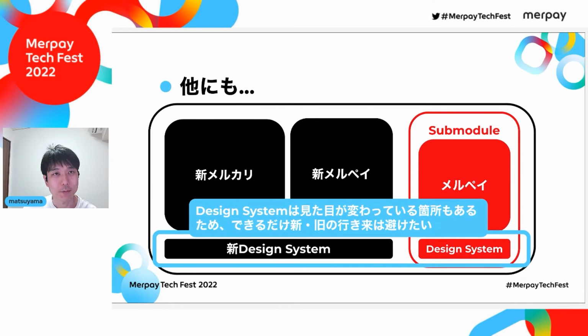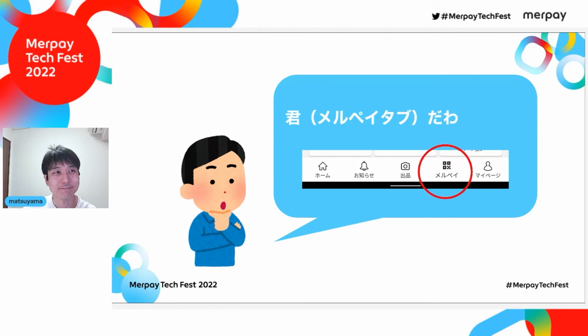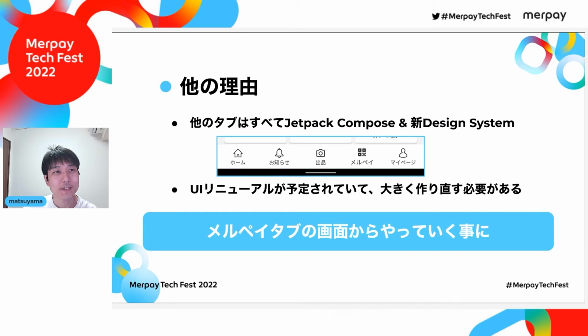Also, the design system that was mentioned earlier is not identical between new and old in appearance. Some parts look almost the same, some parts are different. So it seems better for user experience to avoid going back and forth between old and new in a single screen flow. So therefore I still think the root of the screen seems to be a better choice. And so we concluded that the Merpay tab would be suitable.